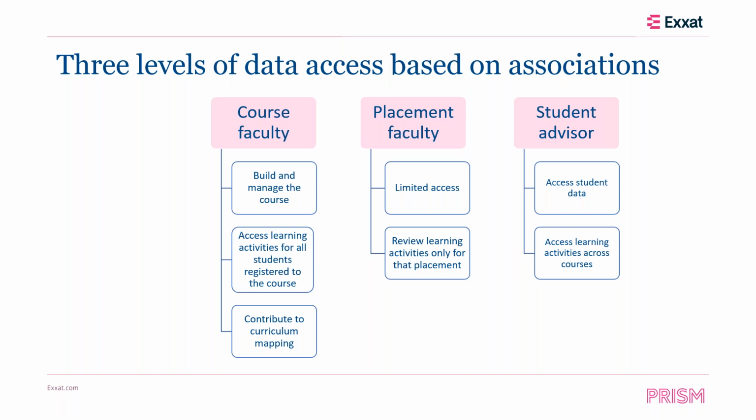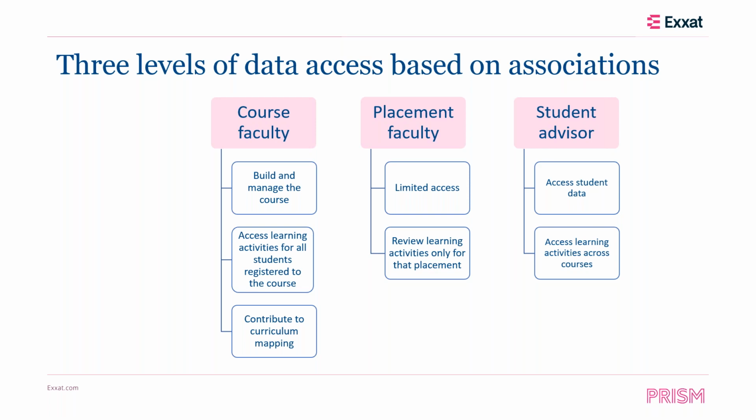The second level of access is the placement faculty. If a faculty is associated to a particular placement, they can only see the data for that particular placement. They can see the learning activities for the students who are registered for that particular placement, and they cannot see anything more than that. So this is the lowest level of access.